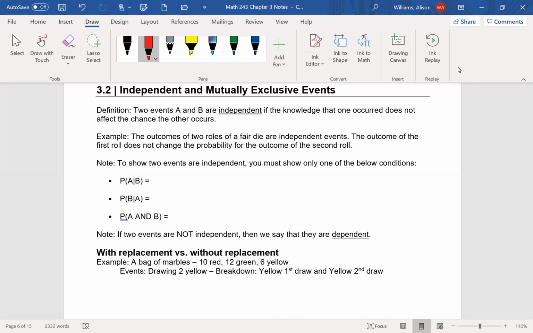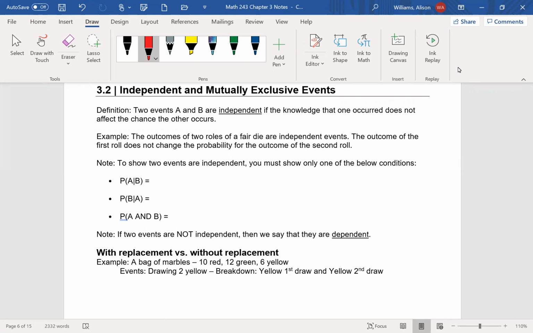The example they gave is that when you roll two rolls of a die, the die doesn't care what you rolled the first time when it goes to roll the second outcome. So if you get a one the very first time you roll the die and then you roll the die again, the odds that you get one don't change the second time. You still have a 1 out of 6 chance of getting a one the second time, which is the same odds you had the first time. So that would be an example of independent events.